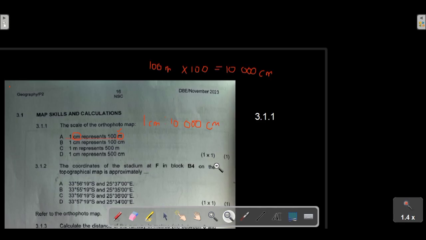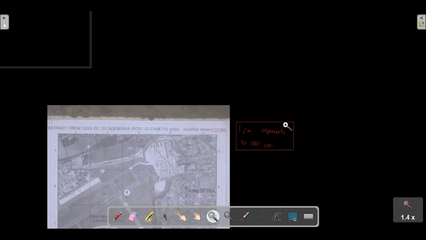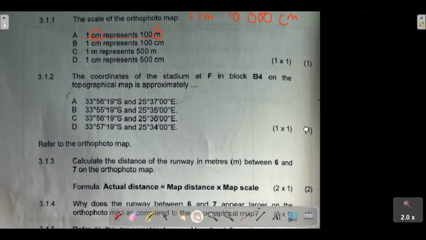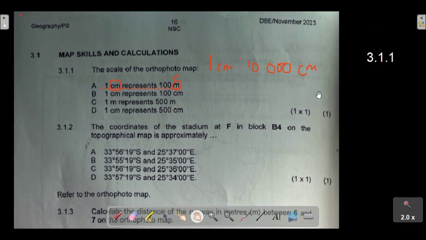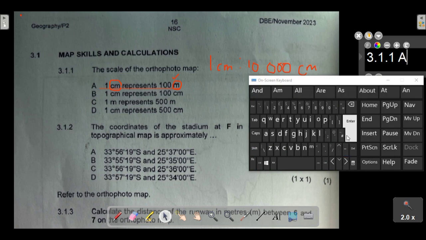Okay, and that of course looks familiar or the same with what we have written here. So this means that the first choice is therefore correct. You just had to convert the meters into centimeters and you would have gotten it correct. We are not even going to explore the other choices, so we are going with the first option. So for 3.1.1 we are going with A. That is our answer there.